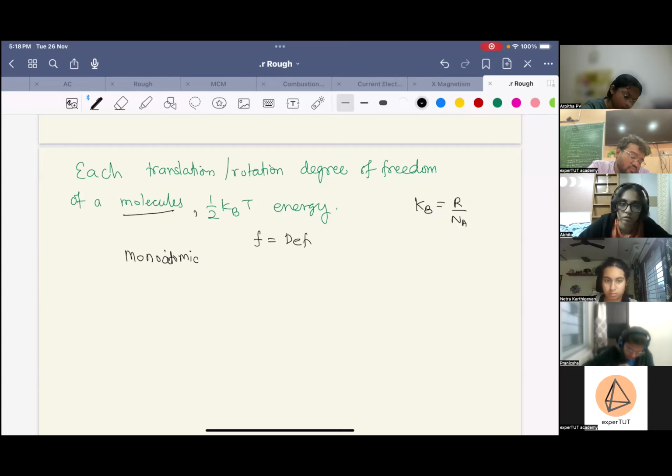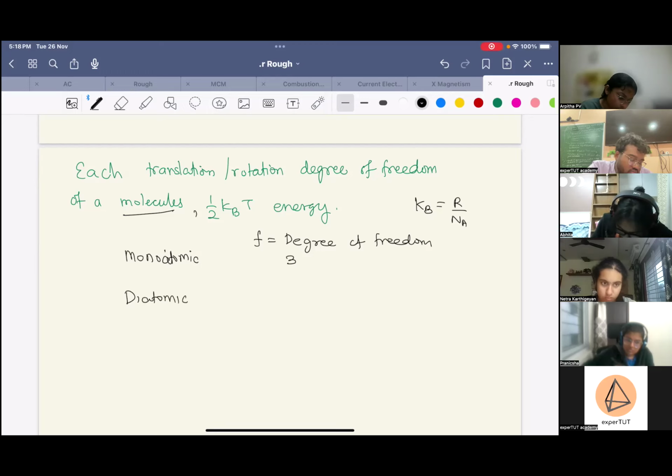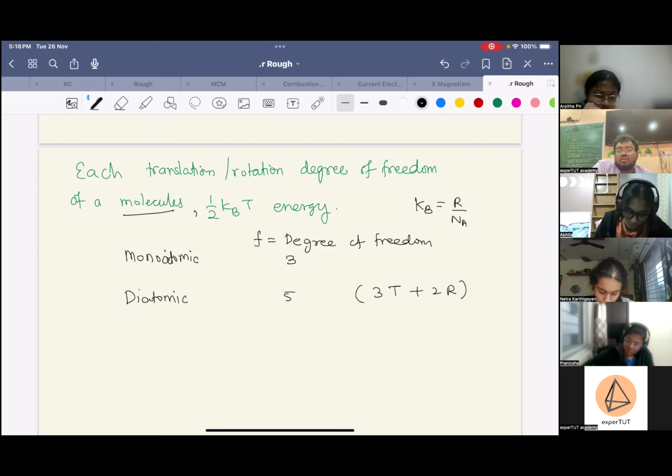F is called degree of freedom. Degree of freedom for monatomic is 3, diatomic it was 5. Very good, 5, because it was 3 translational plus 2 rotational. ये दो ही इंपॉर्टेंट हैं, ठीक है, और बाकी ट्रायटॉमिक भी होता है, बट वो इंपॉर्टेंट नहीं है बिकॉज इट इज नॉट आस्क्ड.